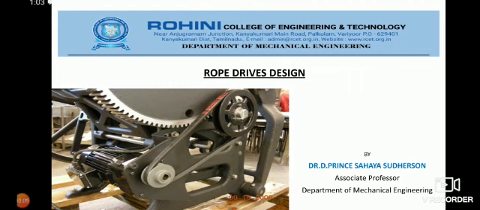Today, I am going to discuss the rope drive design, which comes under the subject Design of Transmission System, subject code ME8651. Before we deal with the subject, we can see the course outcomes.